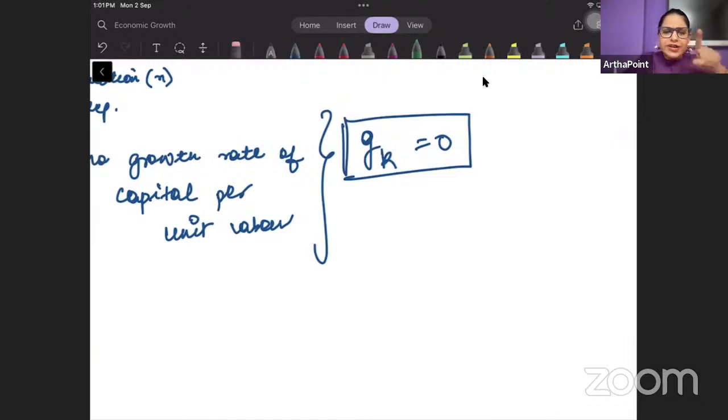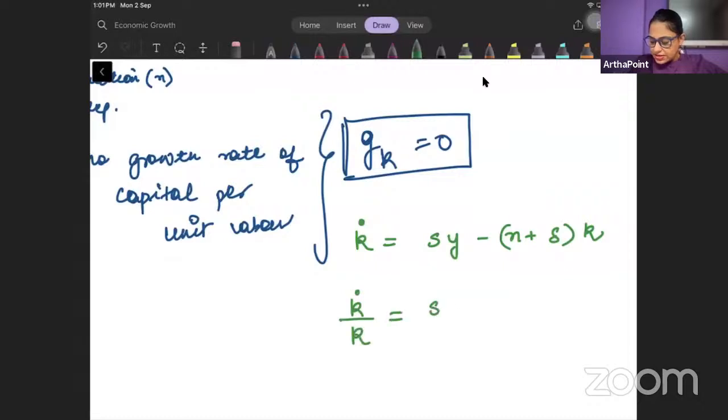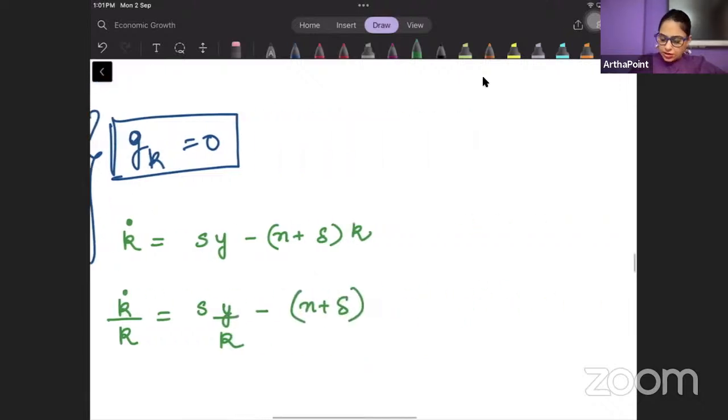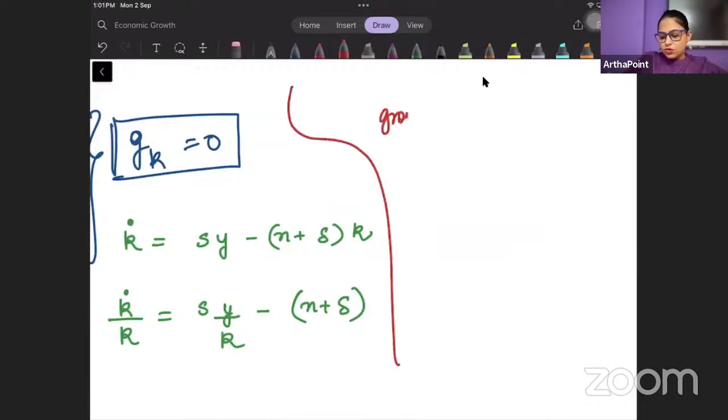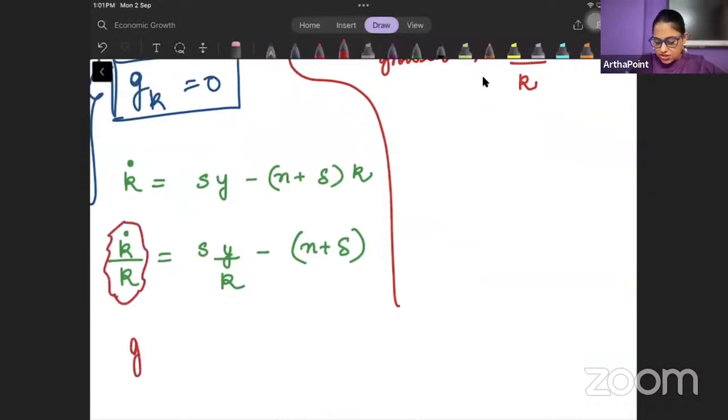Look, what did we say? What is our small k? Changes in small k were written as k dot = sy - (n + delta)k. Right? So k dot by k can be written as sy by k minus (n + delta). Now, what is the definition of growth? How do we define growth? Growth is defined as change in any variable divided by the original value of the variable. So I can just call this the growth rate of k, equal to s y by k minus (n + delta).